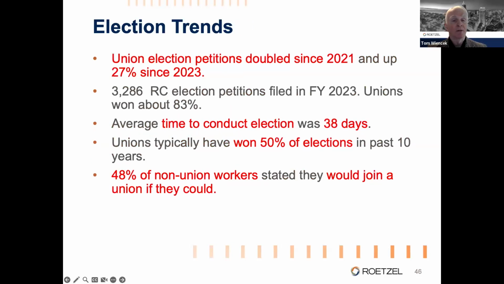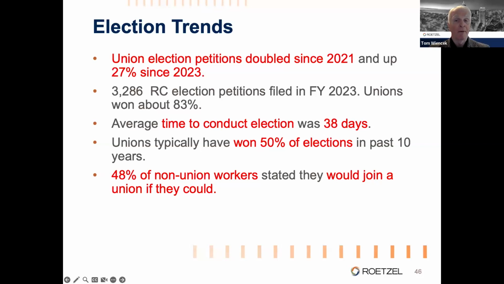So what are some of the election trends? Election petitions have doubled since 2021, and they're up 27% since 2023. So there's a lot of activity. There were 3,200 RC petitions filed in 2023, and unions won about 83% of those. The average time to conduct an election is about 38 days, and unions have typically won 50% of those elections in the past 10 years, and 48% of non-union workers stated they would join a union if they could.